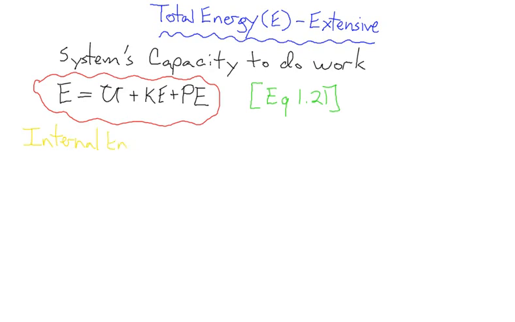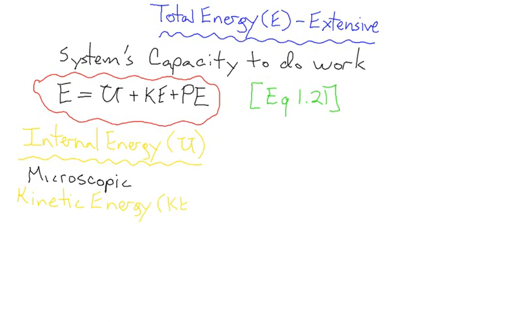Now internal energy we denote with the letter U. Internal energy is microscopic energy. It's the rotational, translational, and vibrational energy exerted by the molecules. So you can't really see it, but it's internal to the molecules of the system. So it's everything going on inside.